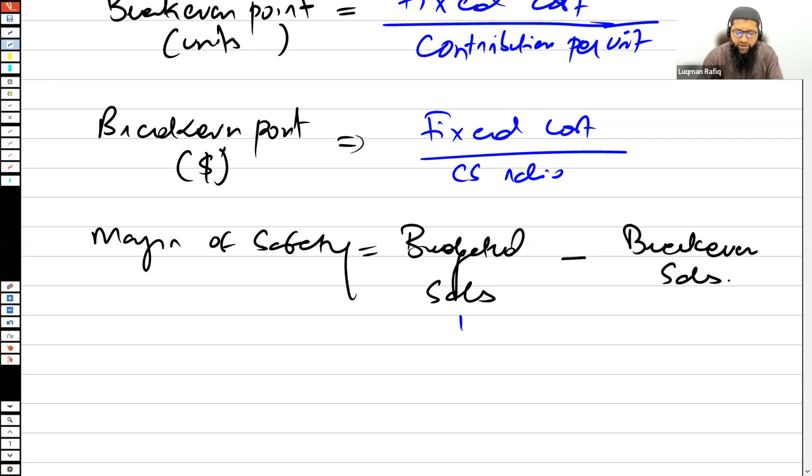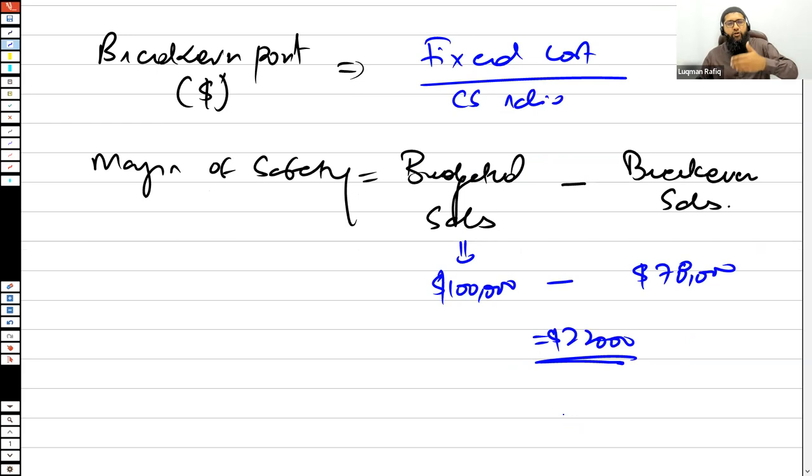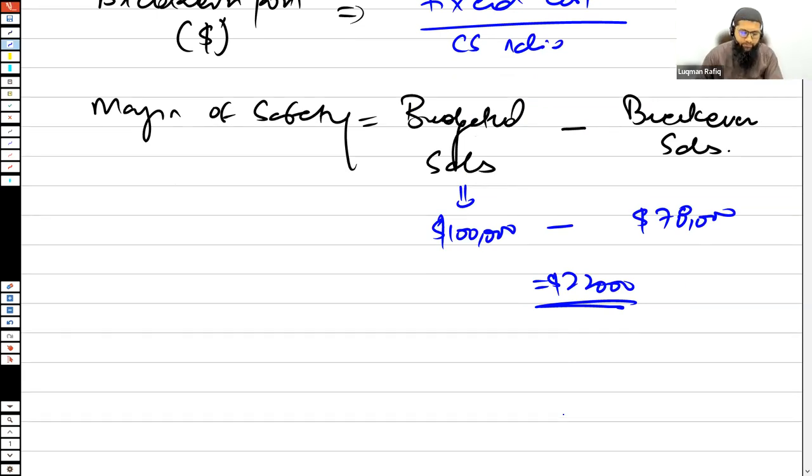Now, what does margin of safety tell you? If you're budgeted to have, let's say, $100,000 of sales, minus a break-even sale of $78,000, that means there is a $22,000 margin. That means your sales have to go down by $22,000 before you run into losses.